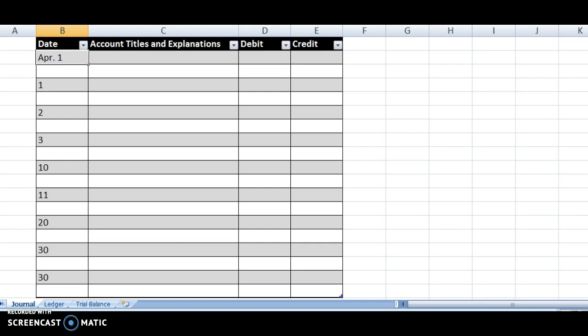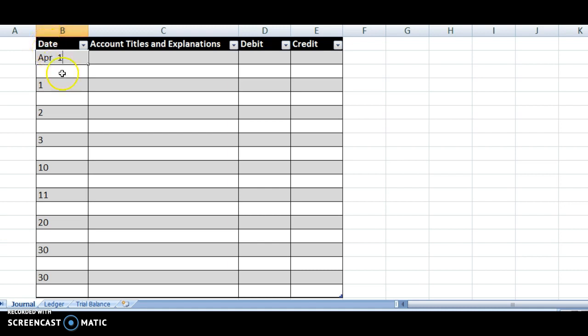Okay, so we're going to be doing the journal, ledger, and trial balance for Ayala Architects Incorporated, since they were licensed architects on April 1st, 2017 during the first month of operations of business. The following events and transactions occurred that we are going to journalize.